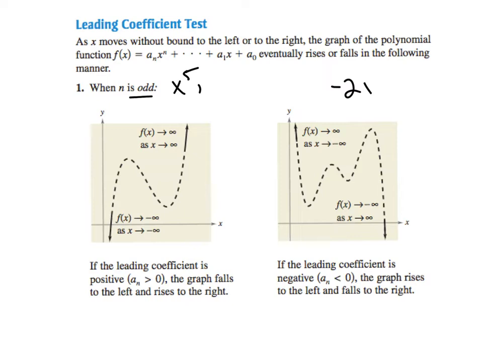And then if we have an odd power but a negative coefficient, like a negative 2x to the 7th, you see how it's negative and it's an odd power? This one would start at infinity and end at negative infinity.